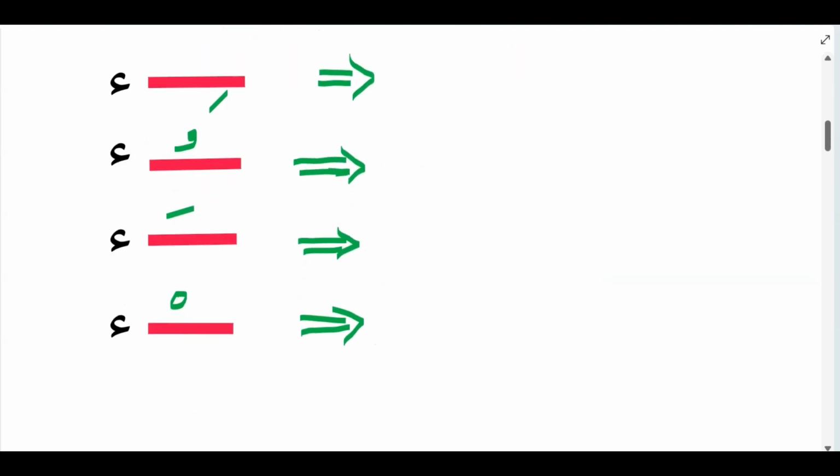So you look at the letter before the hamza, and if the letter before the hamza has a kasra, you write it on a ya like this. If the letter before the hamza has a dhamma, you write it on the waw. If the letter before the hamza has a fatha, you write it on an alif. If the letter before the hamza has a sukoon, you write it on the line itself separately.